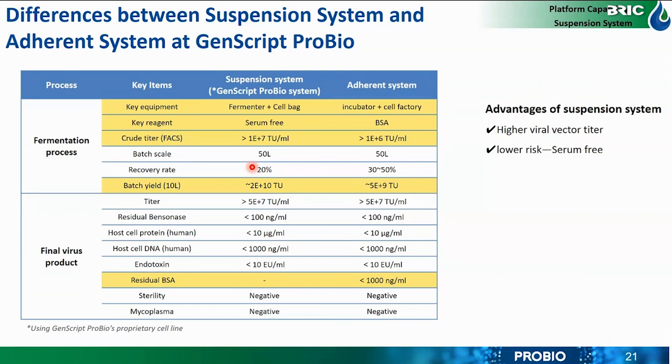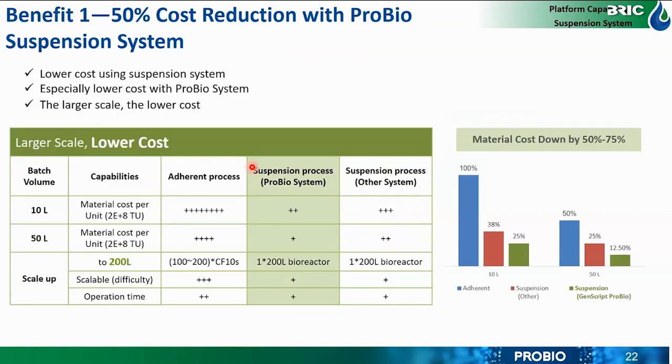For suspension, a serum-free suspension system in GenScript, we have a higher viral vector titer, a 10 fold increase over the adherent system. It also has low risk for biosafety, because it is a totally serum-free system, and it can control the biosafety. Using this system also has the benefit of cost reduction.